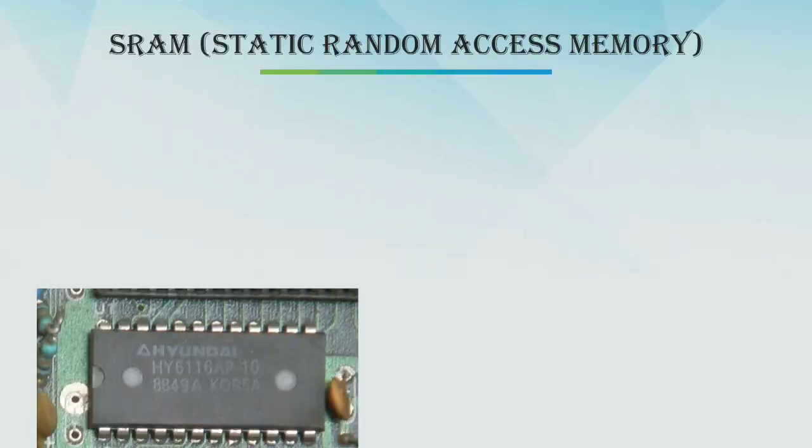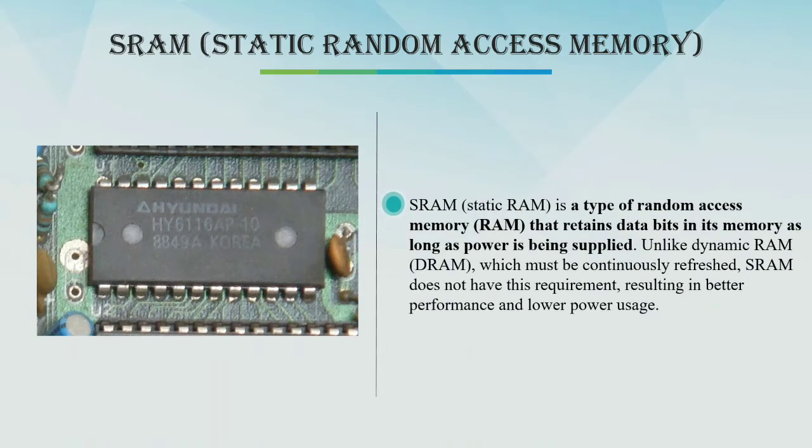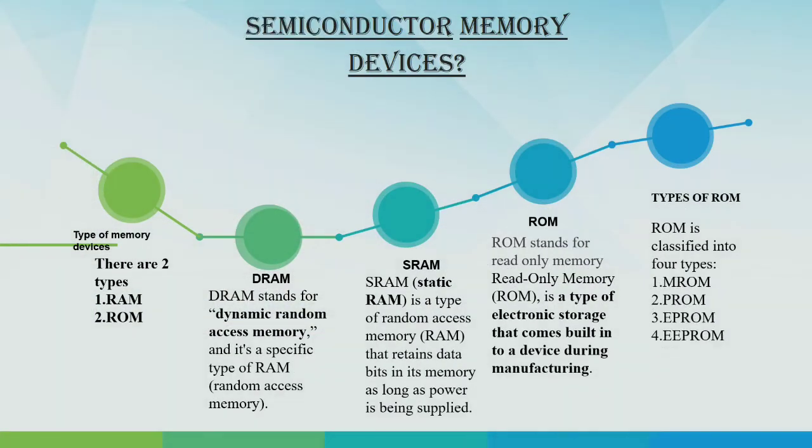SRAM, Static Random Access Memory. SRAM is a type of random access memory that retains data bits in its memory as long as power is being supplied. Unlike dynamic RAM, which must be continuously refreshed, SRAM does not have this requirement, resulting in better performance and lower power usage.